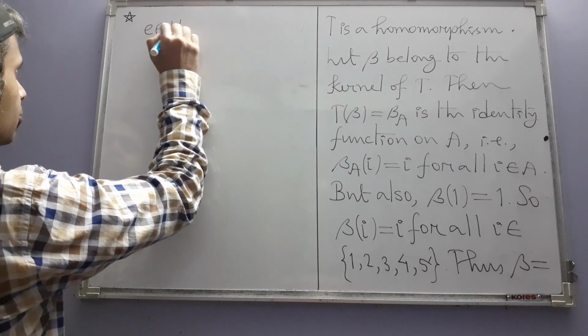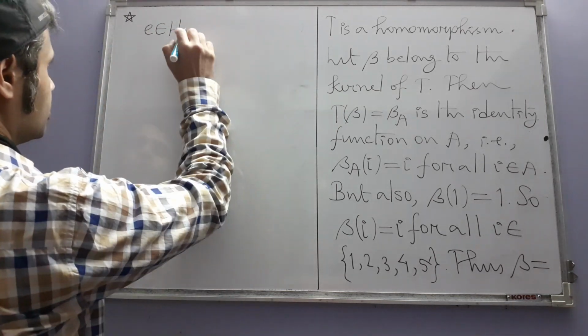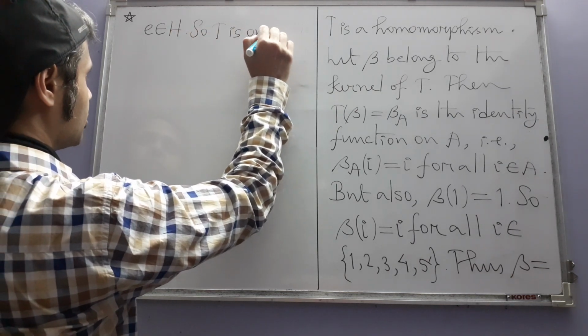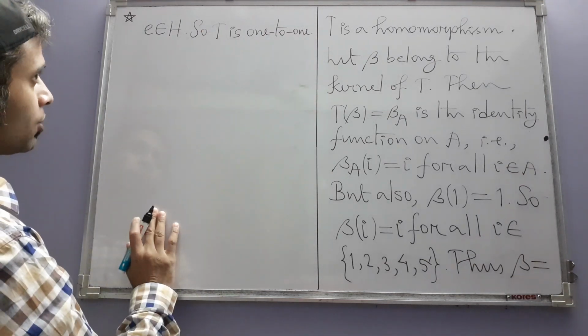Let's just note that it's in H because H is our domain of T. So T is 1-to-1. Next we look for onto-ness.